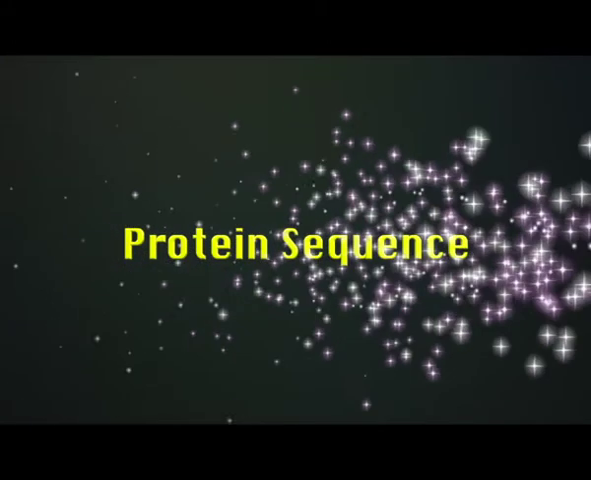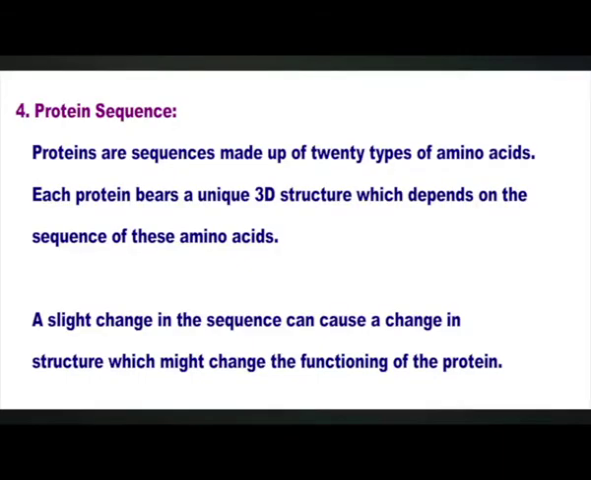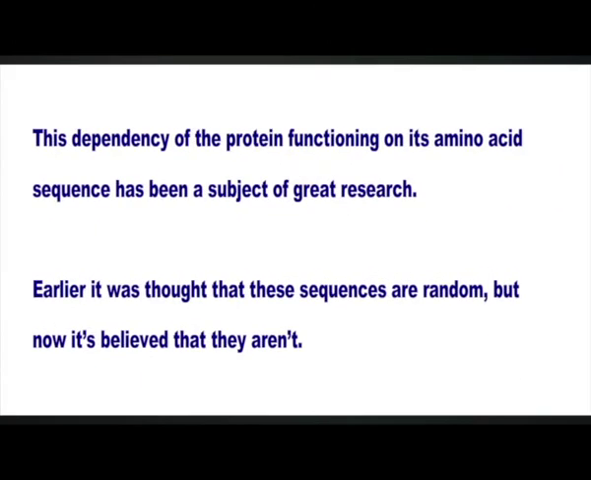The fourth important application is protein sequence. Proteins are sequences which are made up of 20 types of amino acids. Each protein bears a unique three-dimensional structure which depends on the sequence of these amino acids. A slight change in the sequence can cause a change in structure which might change the functioning of the protein. This dependency of protein functioning on its amino acid sequence has been a subject of great research. Earlier, it was thought that these sequences are random, but now it is believed that they are not random.